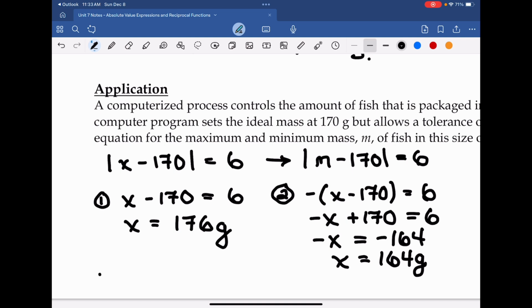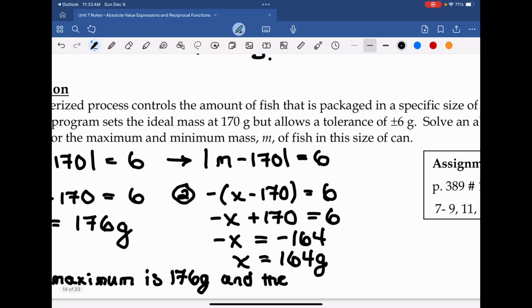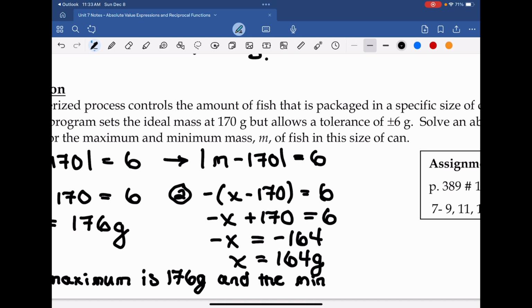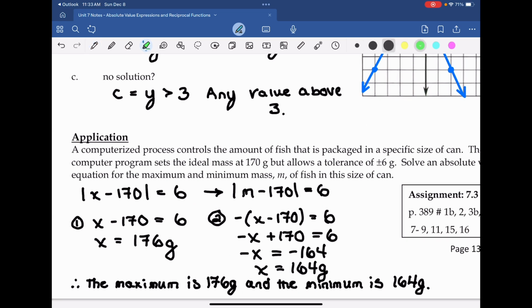Perfect. So here's where we'd want to summarize it. Therefore, the maximum is 176 grams, and the minimum is 164 grams. Perfect. We would highlight this, we would take this as a solution, and we would find this completely acceptable here.